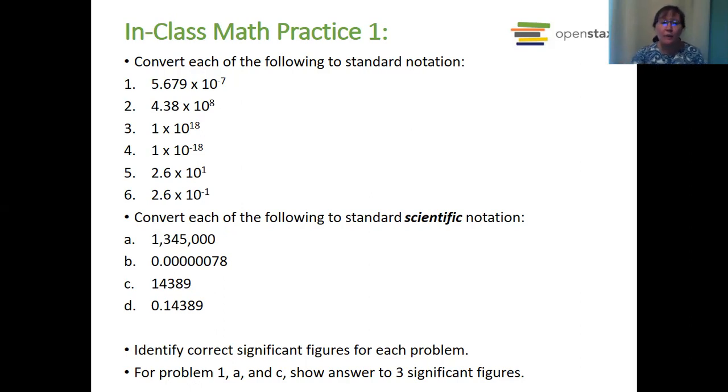Okay, so here we have this first page, and let me just go over these just a little bit. It says convert each of the following to standard notation and then to standard scientific notation. Then identify correct significant figures for each problem. And for 1A and C, excuse me, show your answer to 3 significant figures. The ones that you're going to be rounding to 3 sig figs are 1A and C. And it's just for that practice.